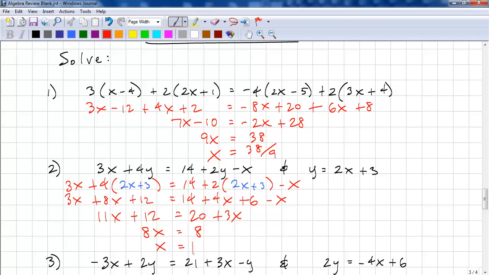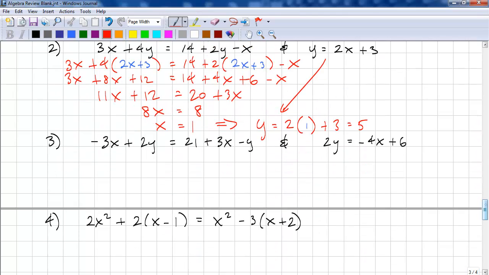Are we complete yet? No. We need to substitute this back in because we have 2 variables. Y equals 2 times our substitution, 1 plus 3. So y equals 5. Let's look at our next problem.